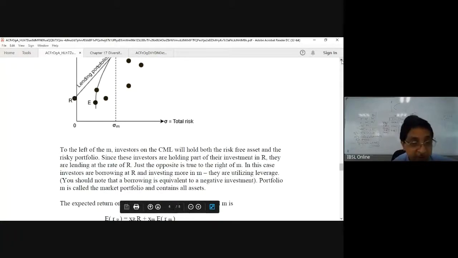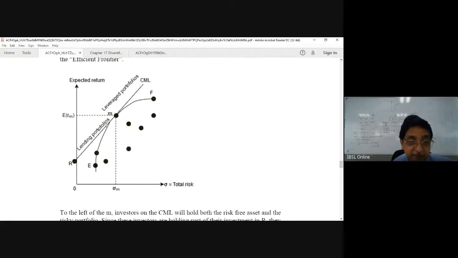Now we will go into more details. If you take this line into consideration, it has two parts. Now this is M. M is a point in the middle of the CML, but we can't say in the middle, because the CML can go infinitely over here. There's no limitation. It goes to infinity. But you can demarcate this line into two parts. The part to the left of this point we call the lending portfolios. And there's another part to the right of M. That particular part is called the leverage portfolio. We will see why we call it that way.